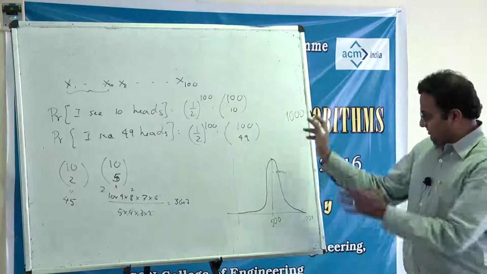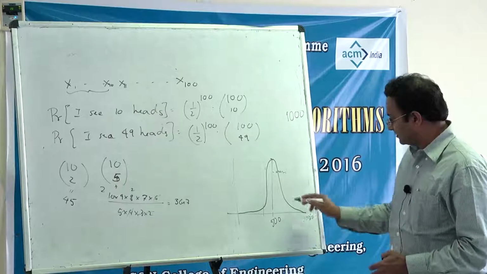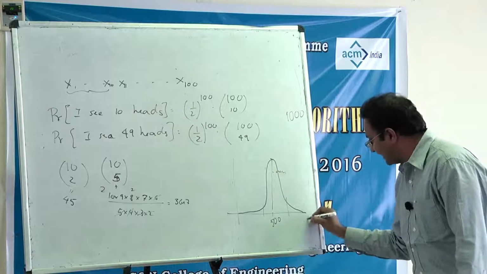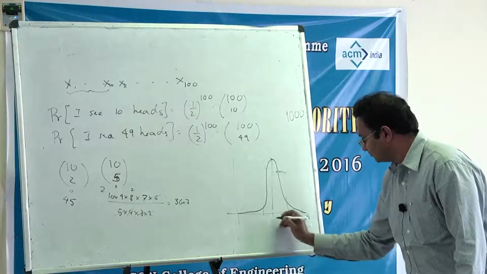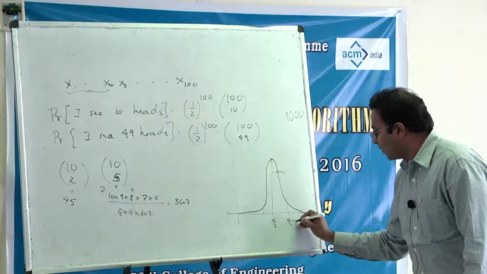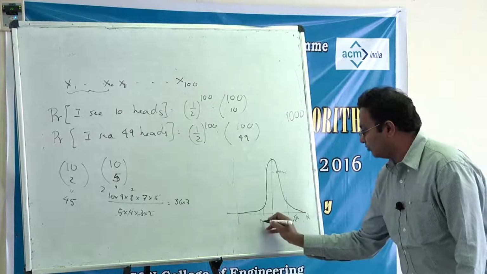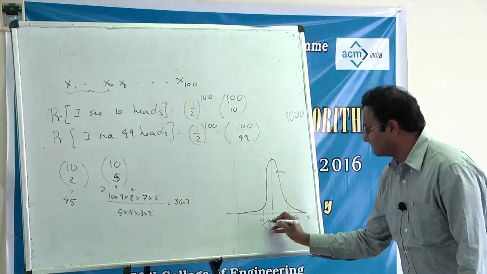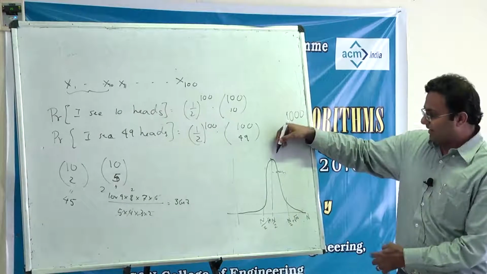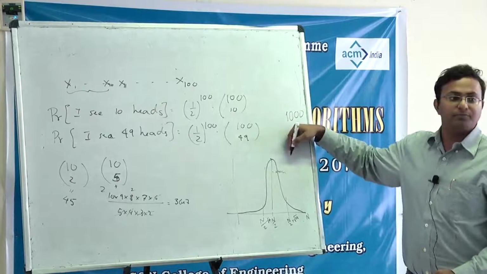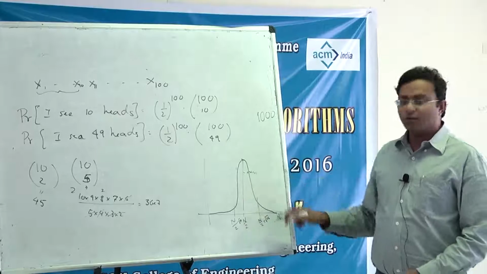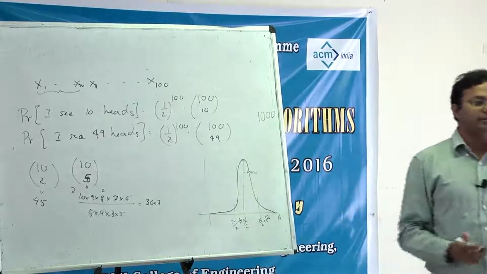And where does this sharp turn come up? So what we call here is that if this is n, this is n over 2. If you go up to n over 2 plus square root n and n over 2 minus square root n, for example, in case of 100, it is 50, 40, 60. Between 40 and 60, all the probability lies.